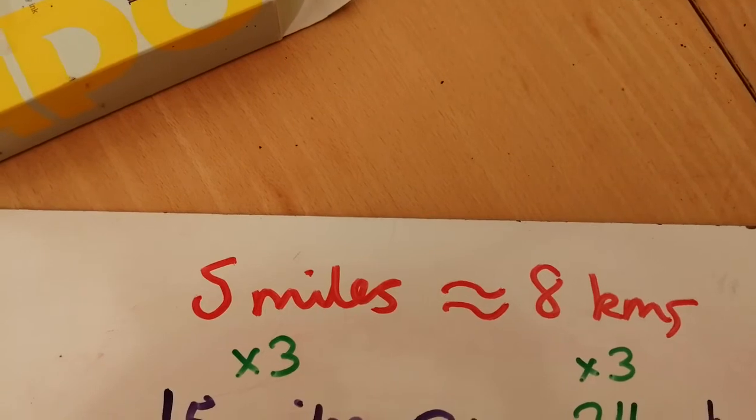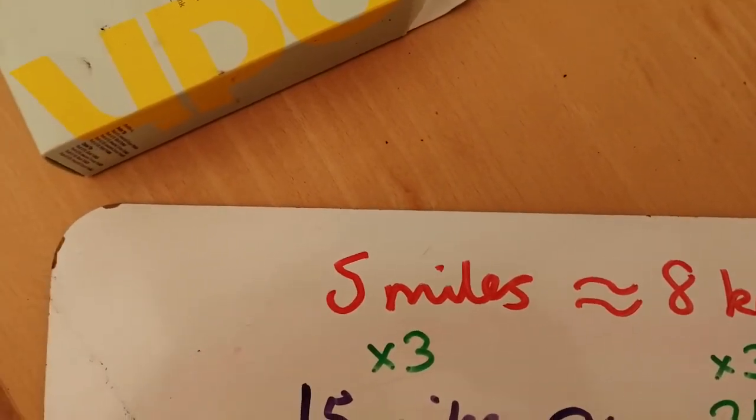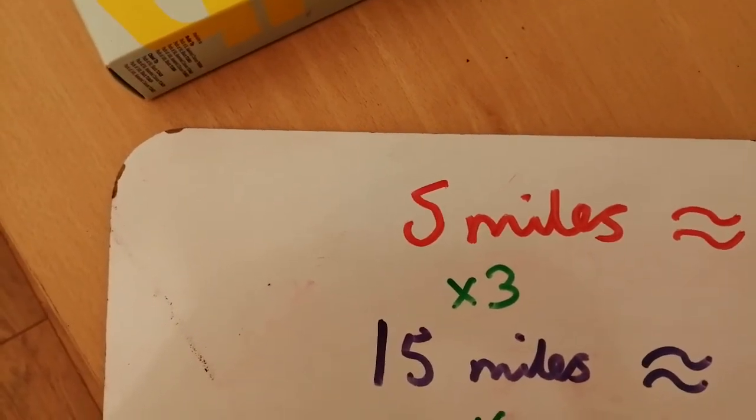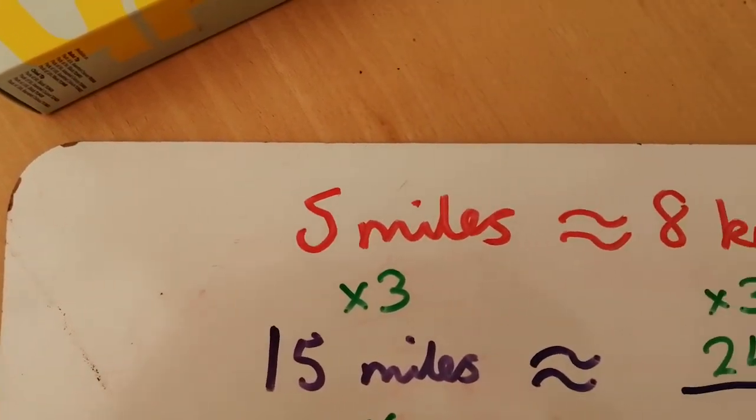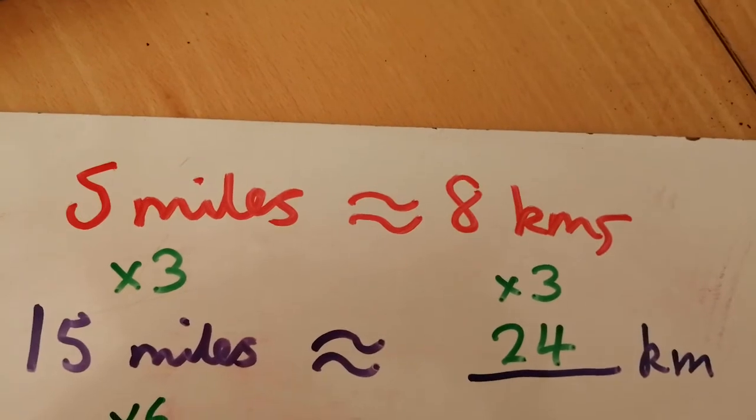Okay, so we know 5 miles is 8 kilometres. So we want 15 miles. That's 3 times as many miles. So if you multiply the 8 kilometres by 3, that will give you the answer, 24.